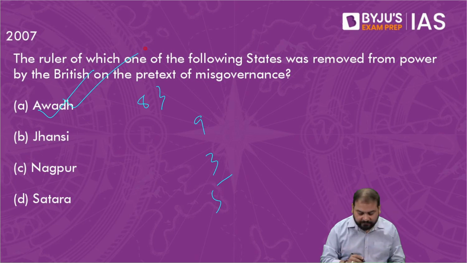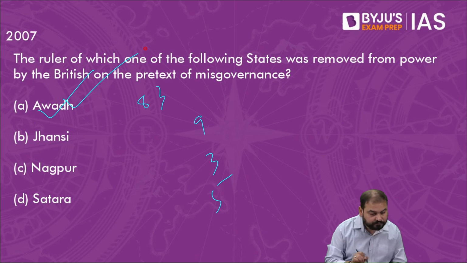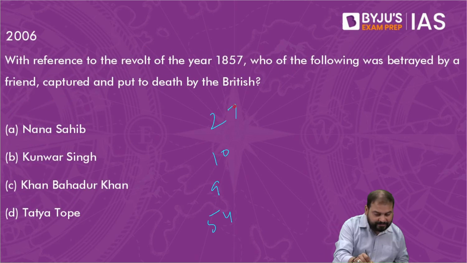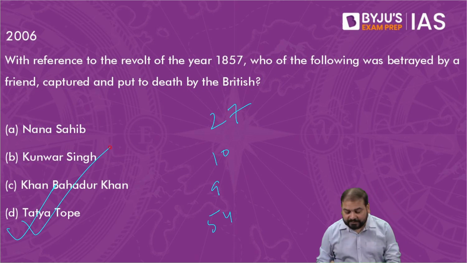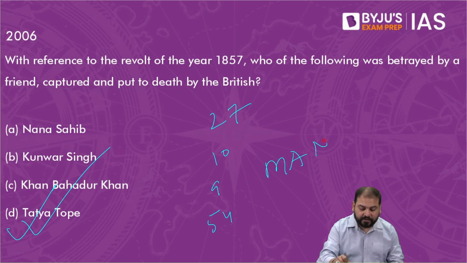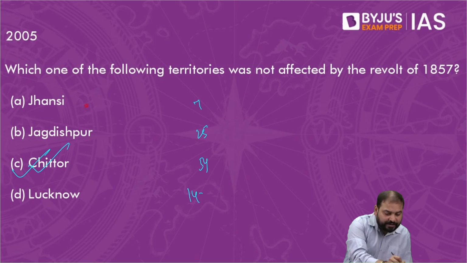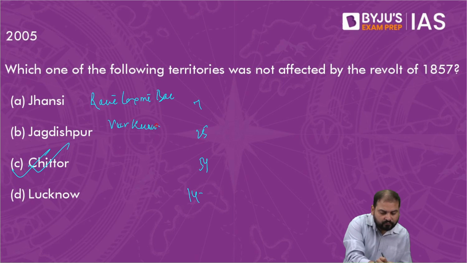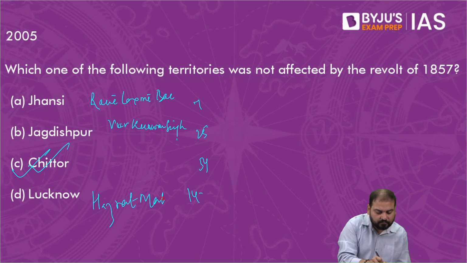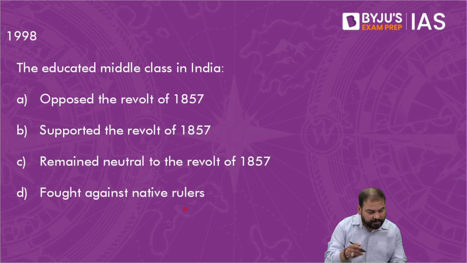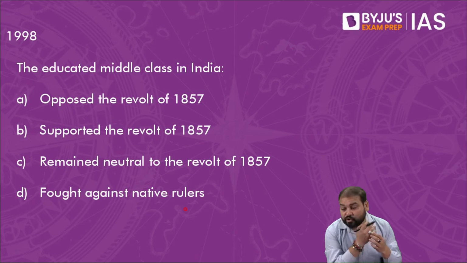Absolutely. Awadh, Nawab Wajid Ali Shah. No, Anjali, you are wrong. 27. I told you the story. Tantia Tope was betrayed by his friend Man Singh in those days. That's Chittor is the answer. Jhansi is Rani Lakshmi Bai. Guys, Jagdishpur, Veer Kumar Singh. Lucknow, Begum Hazrat Mahal. Everyone, Rajasthan. Show you the leaderboard.